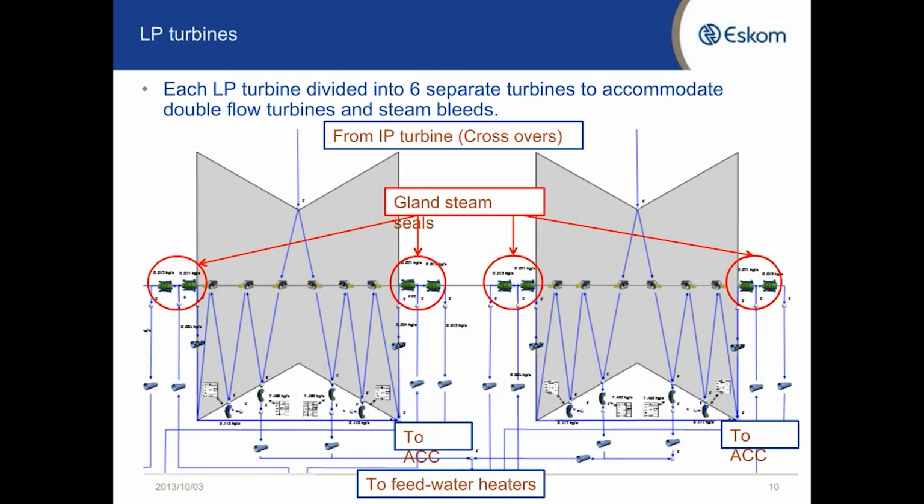So here are the 2 LP turbines. You'll see that because of the 4 bleeding points, I had to make more sections of this turbine. So for each turbine, I've got 6 sections of a separate turbine, and also the 2 chambers for the gland steam seals.